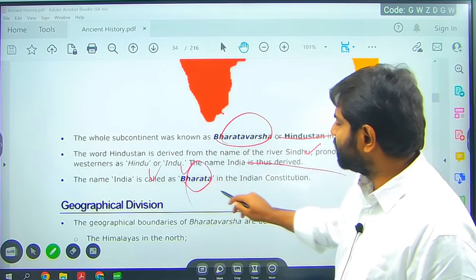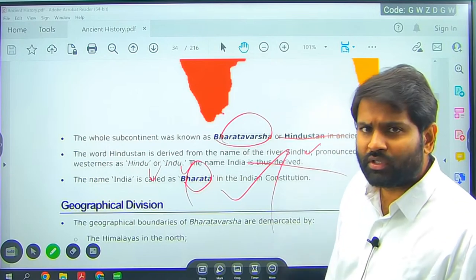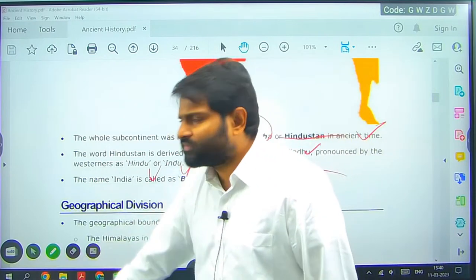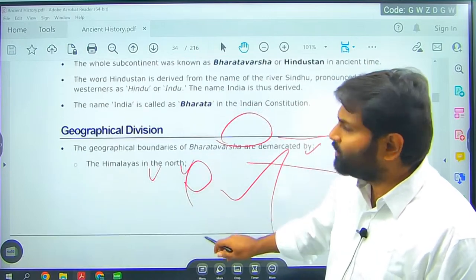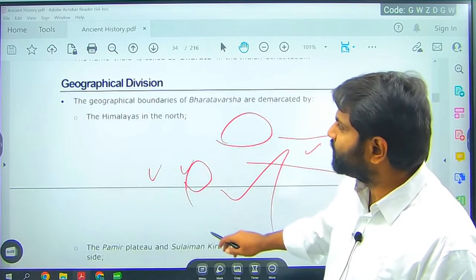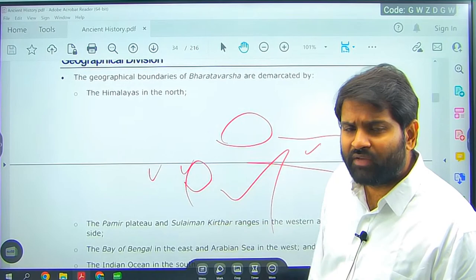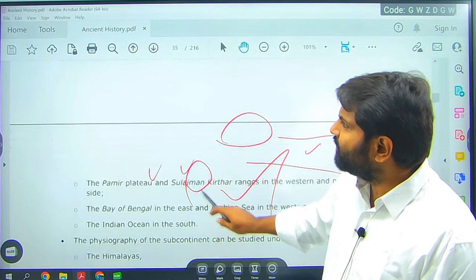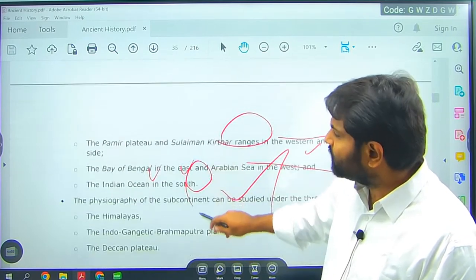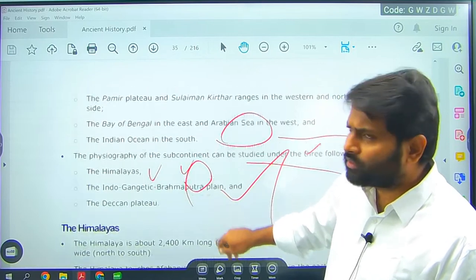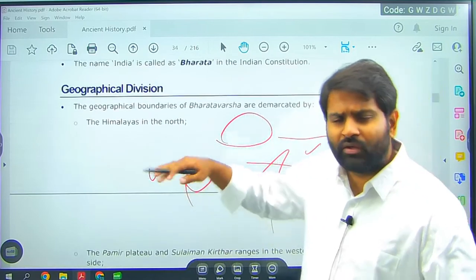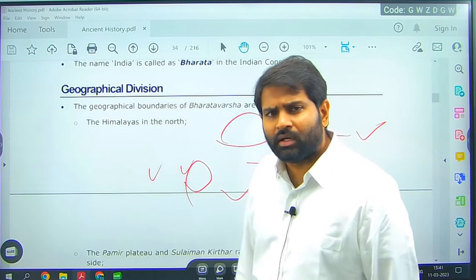India is called Bharata in the Indian Constitution. If you read the first article of the Indian Constitution, in the first part, we see that the name of India is Bharata. If you see the geographical division, first, we have the Himalayas in the north, the Pamir Plateau. So if you start in geography, you start from the Pamir Knot.